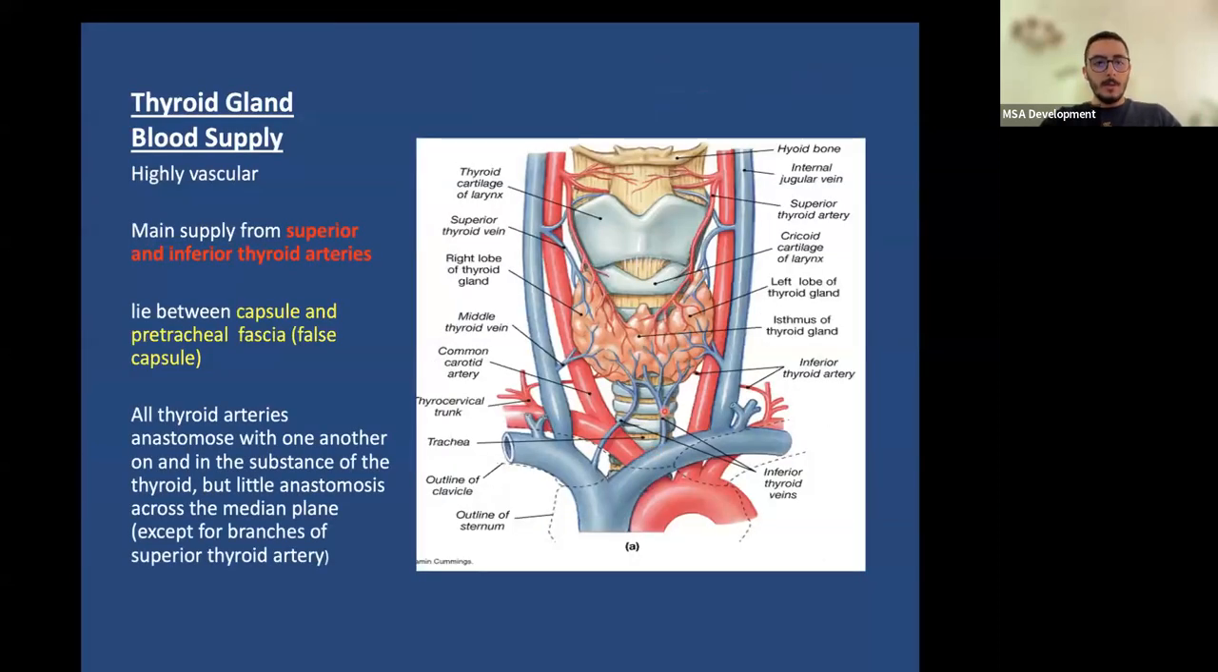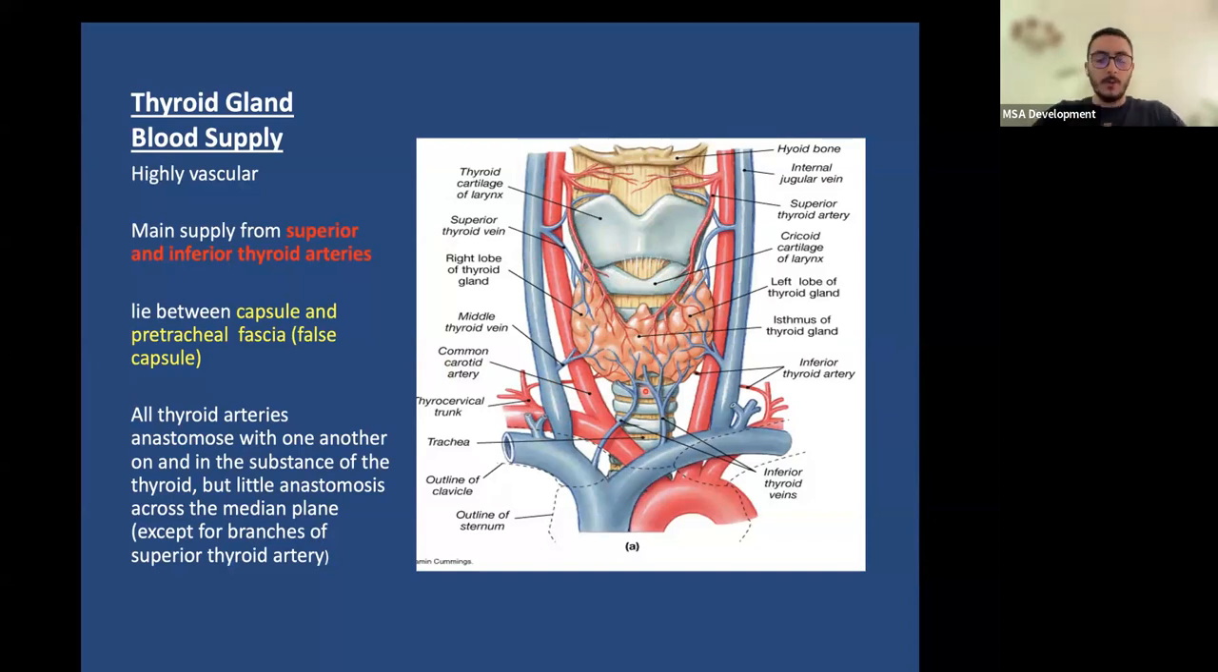Now to the blood supply. The thyroid gland is supplied by two major arteries, the superior thyroid artery and the inferior thyroid artery. They are major because the superior thyroid artery comes from the external carotid. This is the external carotid, this is the superior thyroid. And the inferior thyroid comes from the thyrocervical trunk, which comes from the subclavian artery. As you can see here, the inferior thyroid artery supplies the inferior part, and the superior thyroid artery supplies the superior part. And they create an anastomosis within the capsule over the gland.